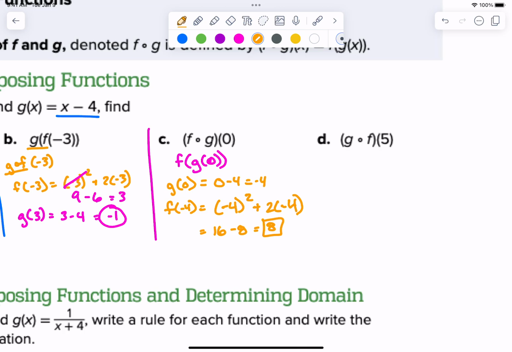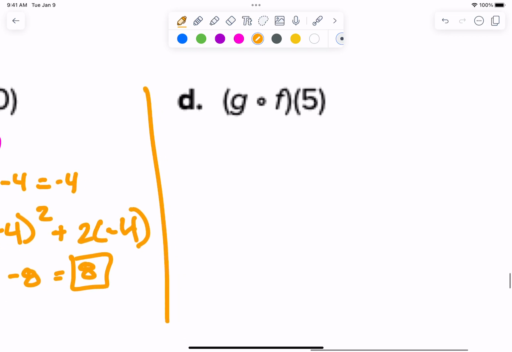Okay, last one. You want to try this one on your own? Sure, do it real quick. You do it on your paper, I'll do it on the board, and then you can check with me. I already got it done.